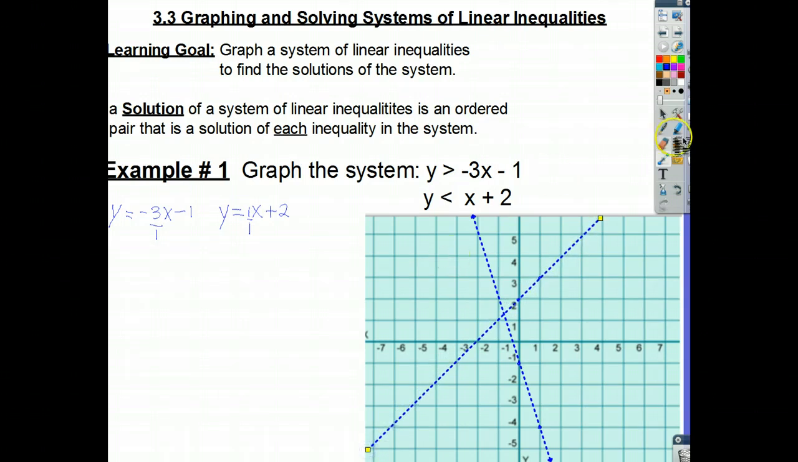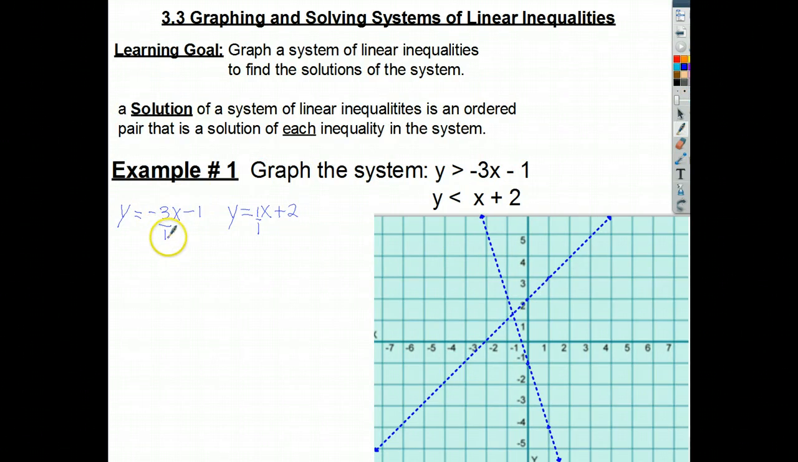Okay, now the shading. With this one, we want to pick a trial point, and we always want to pick 0, 0 if it's possible, because it makes the math so easy, and 0, 0 is a point off of this dotted line, so it can be a test point for this inequality. So I come back up to the inequality and plug in 0, 0. Negative 3 times 0 is 0, and then 0 minus 1 would be negative 1.